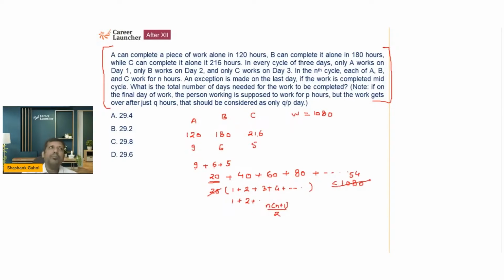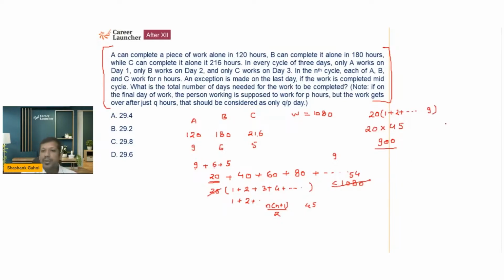If I put n equal to 10, then 10 into 11 by 2 is going to be 55, that is larger. So if I put 9, 9 into 10 divided by 2, so I am going till the ninth cycle, and that is going to be 45. Okay. So what is the work done? That is going to be 20 times 1 plus 2 plus 3, up to 9, so that is 20 into 45, and that is 900 units done after 9 cycles. Now the 10th cycle is running.